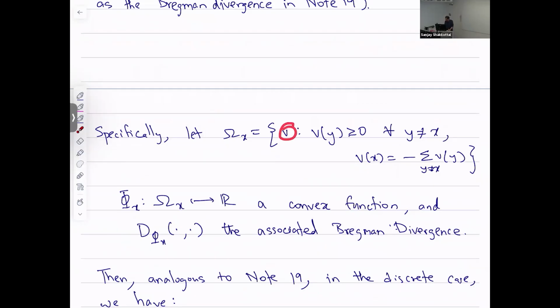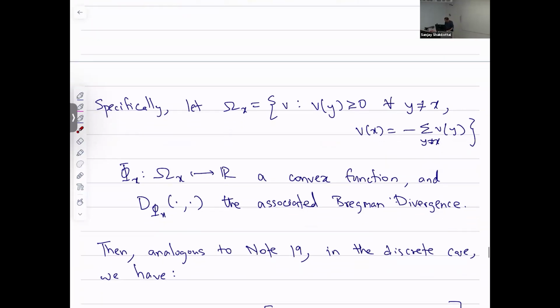Define the following types of velocity objects, which is non-negative. Its subscript is x. It's non-negative in all coordinates except x, and at x, it is the negative of the sum of the other coordinates. It's sort of conservative. It is the u, essentially. That's what omega_x is.